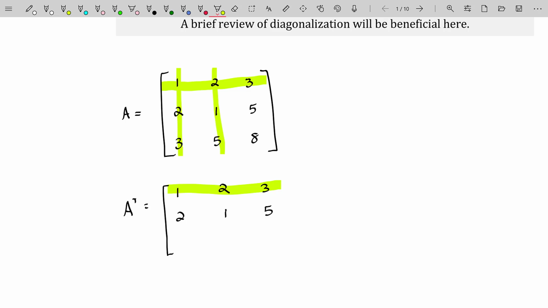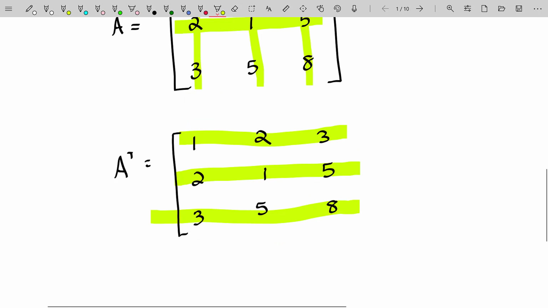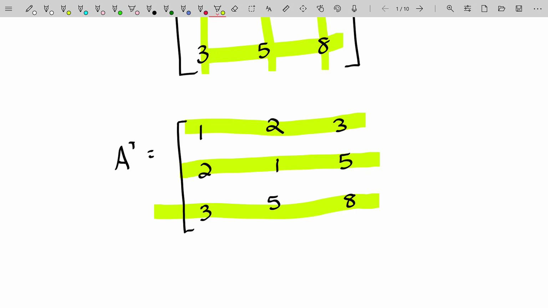The second column of A becomes the second row of A transpose, but again, notice that the second row of A transpose is actually the same as the second row of A. And finally, the third column of A becomes the third row of A transpose, but again, if you look at A transpose versus A, their third rows are identical.